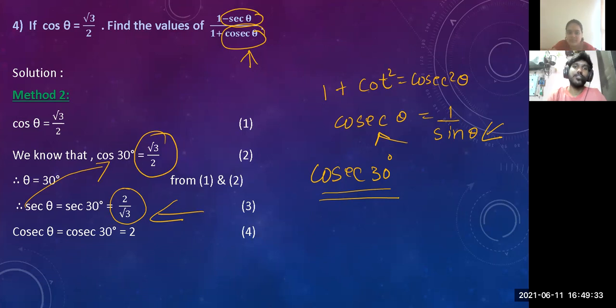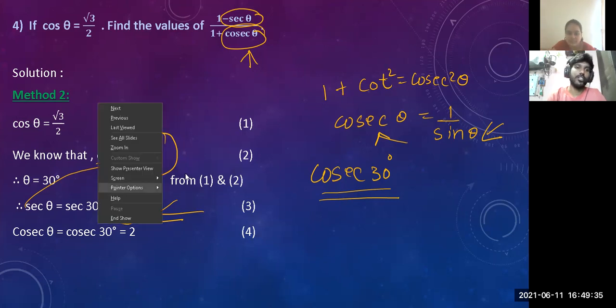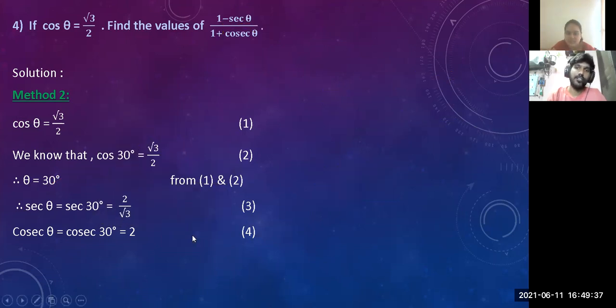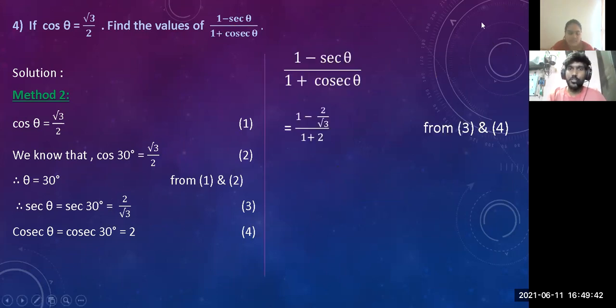Now we got the values. The only thing left is substitution. The substitution is the same as we did in the previous method. Substitute 1 minus 2 root 3 upon 1 plus 2, so root 3 minus 2 upon root 3 upon 3. Same thing, everything is the same. Substitution is the same.